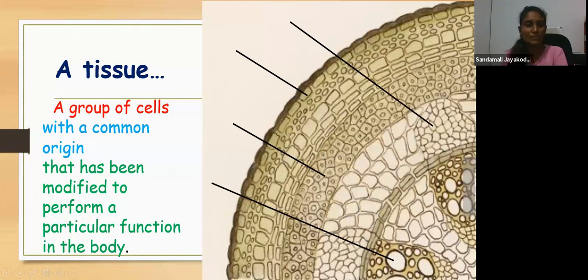A tissue is a group of cells with a common origin that has been modified to perform a particular function in the body.